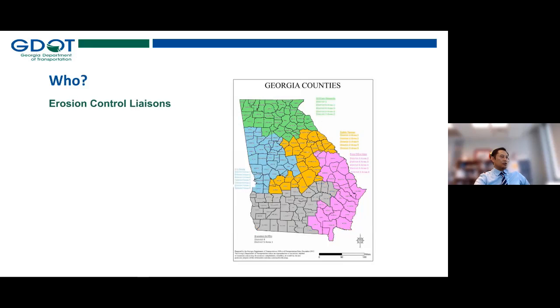And in regards to erosion control, there are erosion control liaisons. I think there's a few of them, looks like 5 or 6. Same thing. I can shoot over these websites where you can get these maps so you can clearly see who is assigned what region.